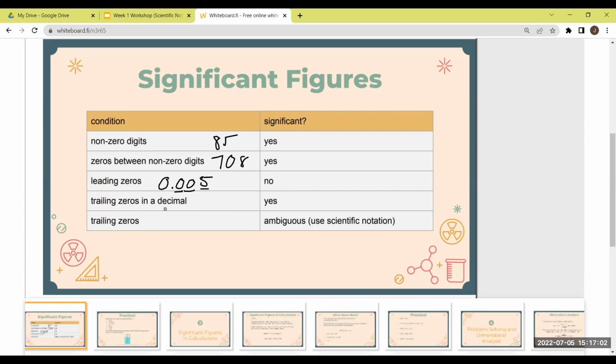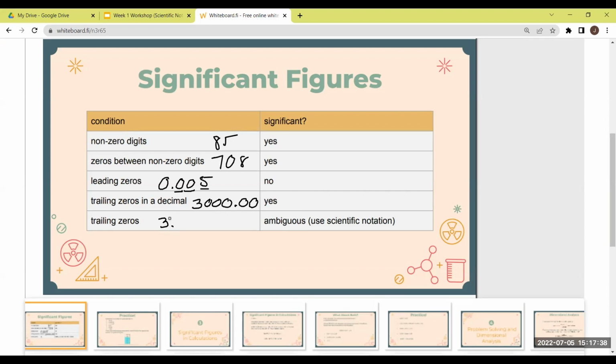This next one, trailing zeros in a decimal. For example, we have this number, we'll just put 3,000. And if I put a decimal here, this is considered a trailing zero. Because there's a decimal here, we are actually indicating that every single zero is going to be significant, except for the leading zeros, but there's no leading zeros in this particular example. And then finally, just trailing zeros. If you don't include a decimal, it is actually ambiguous.